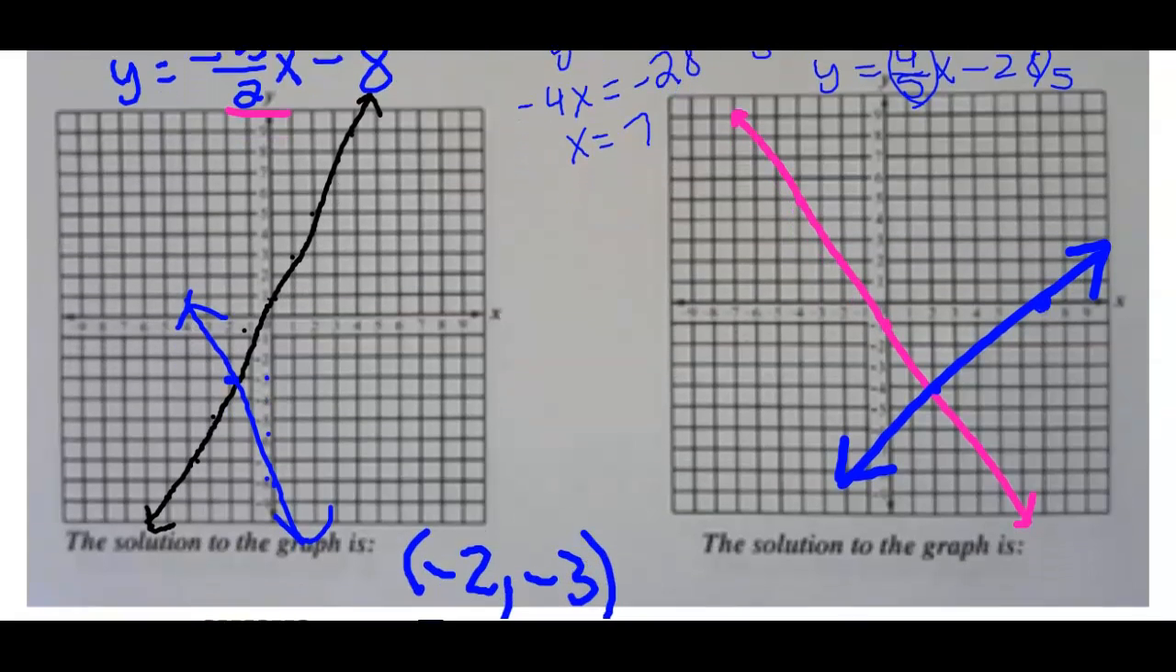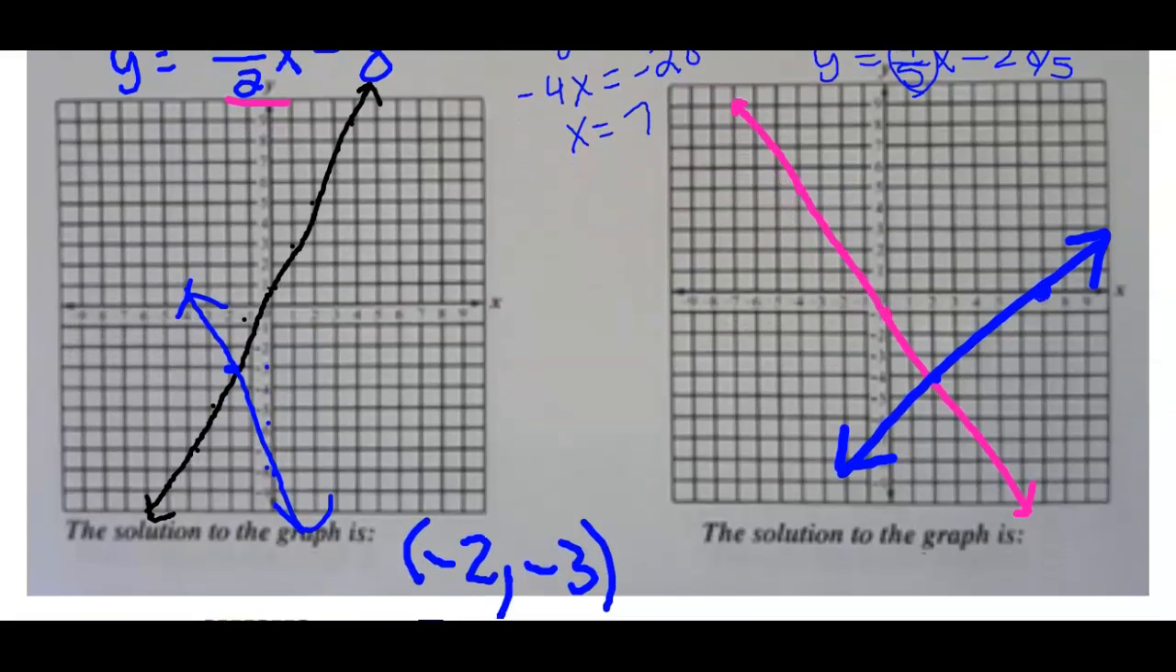So my solution is that point of intersection. So in this case, they intersect at x equals... perfect. The point of intersection is 2, negative 4. That is my solution.